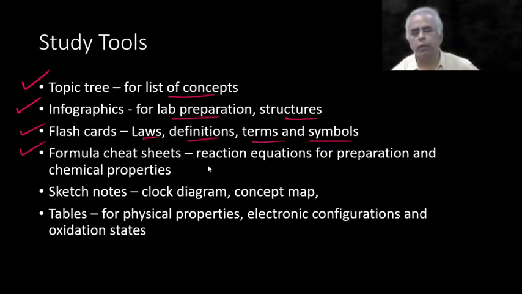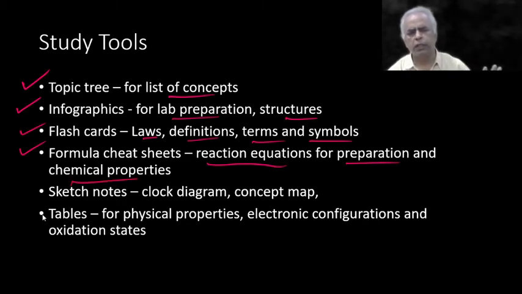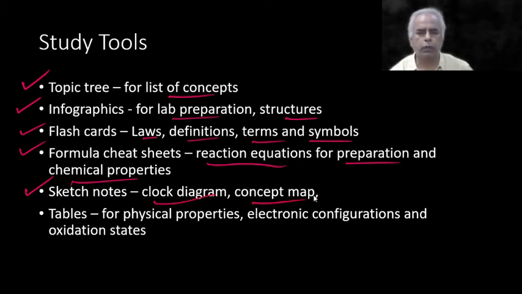It can be a one-page document where you can write down all the reaction equations, particularly with regard to preparation and chemical reactions, chemical properties. Just write down the reaction and nothing else, because after all, chemistry is nothing but chemical reaction, but you should be aware of the nomenclature of certain compounds. Then sketch notes. As I already mentioned, the clock diagram for physical and chemical properties, then concept maps for certain important concepts, and the table of physical properties, electronic configuration. These are all very essential.